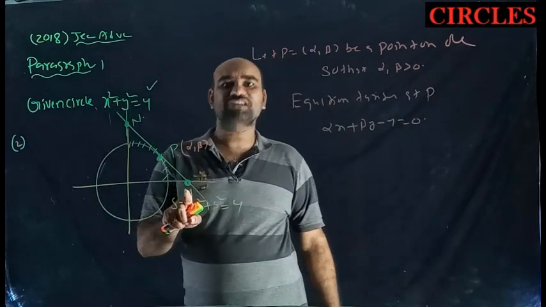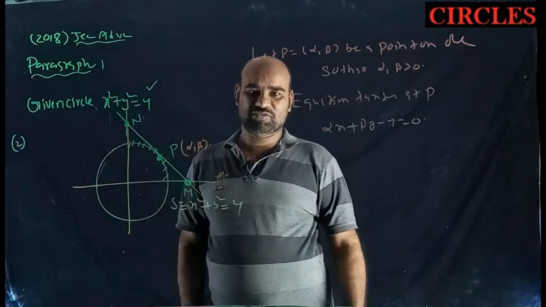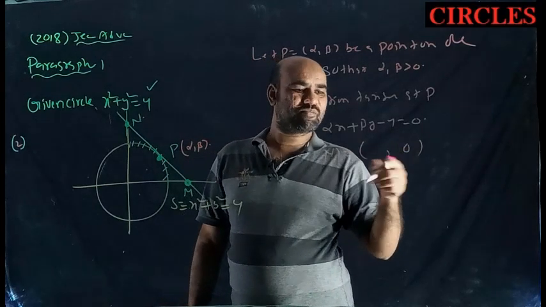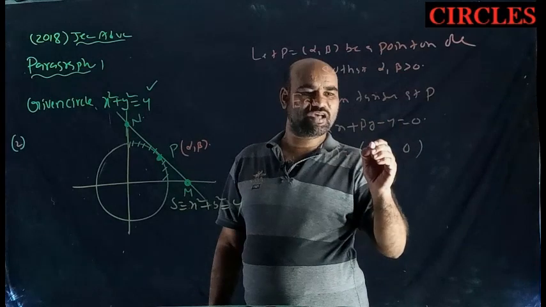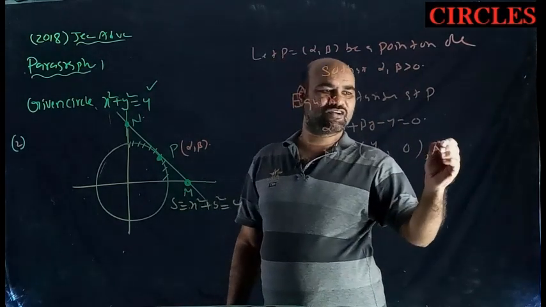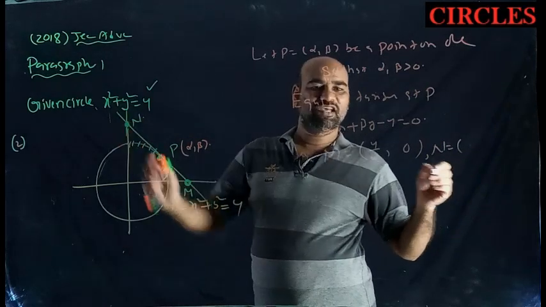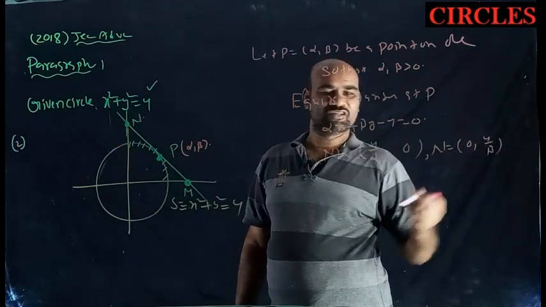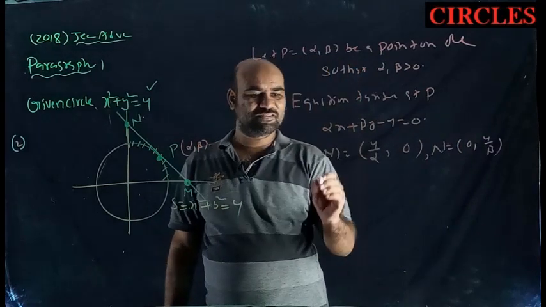For M, I want to find the coordinates, meaning the x-intercept. Put y equal to 0, so M is 4 by alpha comma 0. Coordinates of N: here x equal to 0, so N is 0 comma 4 by beta. So the midpoint, let K be the midpoint of MN.